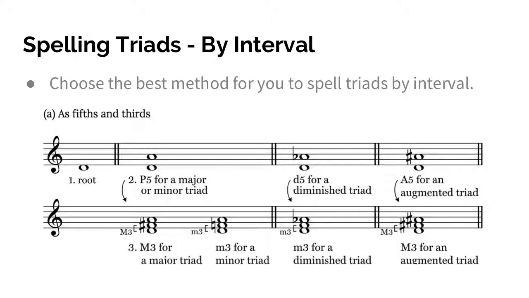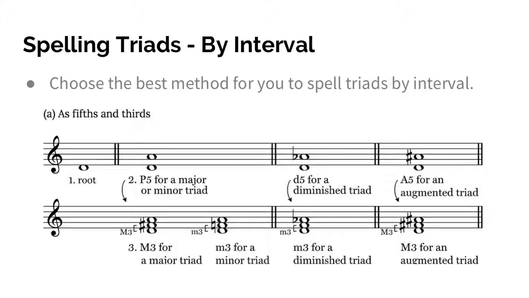In the next few slides, we're going to be talking about spelling triads, and you can spell them many different ways. You can spell them by interval. We can spell them by building intervals on top of each other. We can use something called the C major method, and then the last method is by key signature. So first one we're going to explore is by interval.